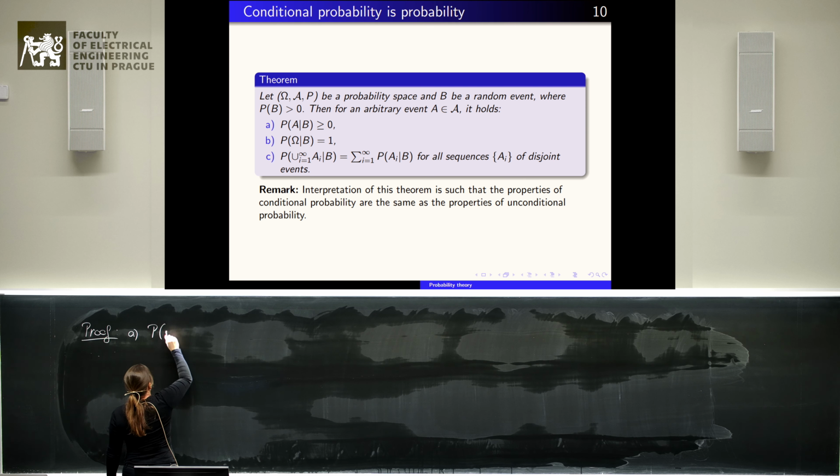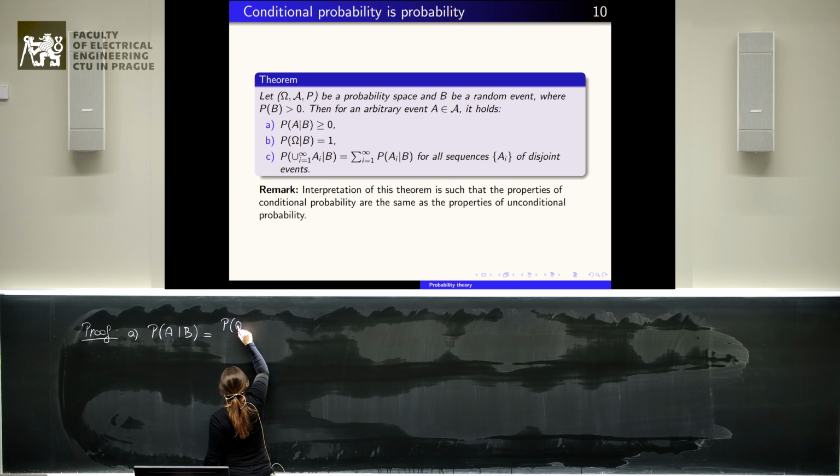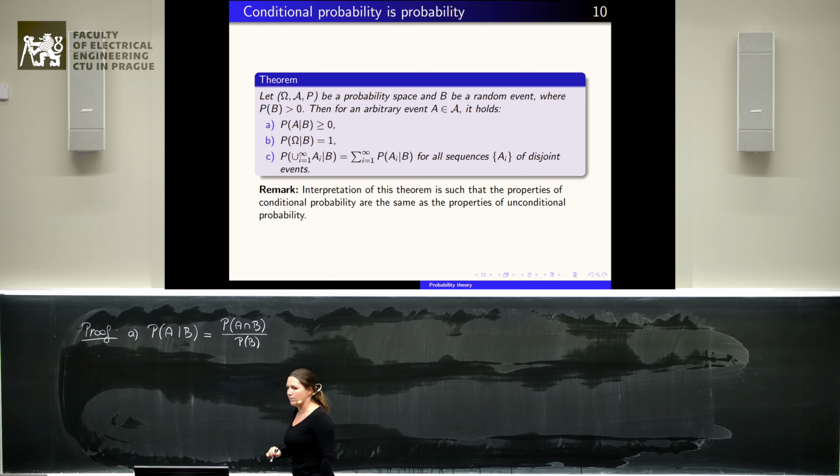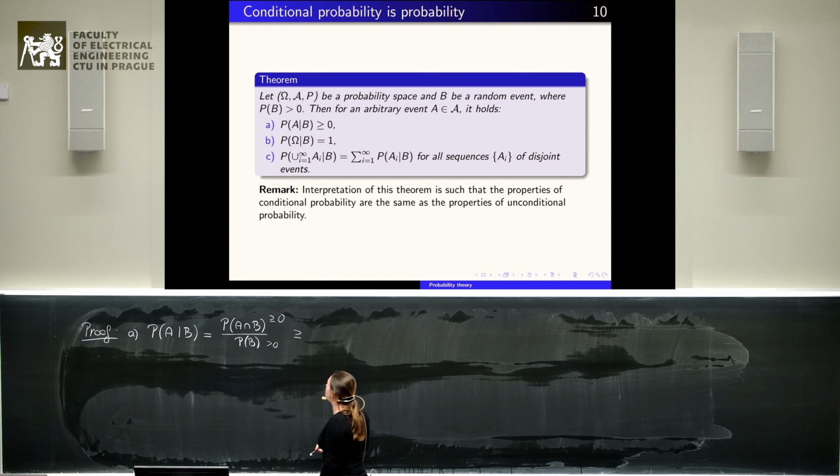The probability of A conditionally on B is given by the relation: probability of the intersection of A and B over the probability of B. The probability of B must be positive. The probability of an arbitrary event is greater or equal to 0. So in fact, this ratio must be greater or equal to 0 as well. It's proved.